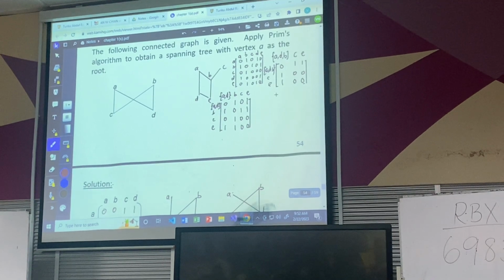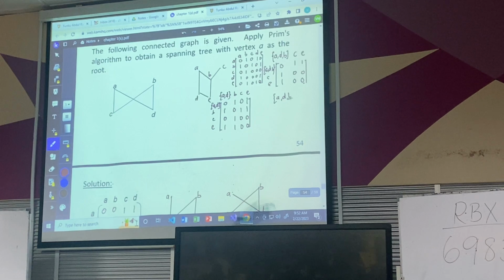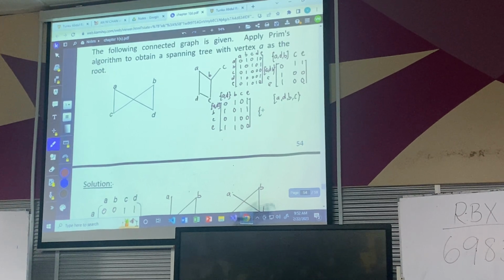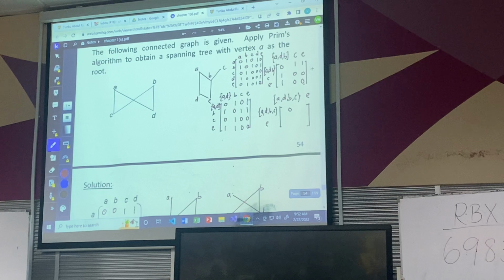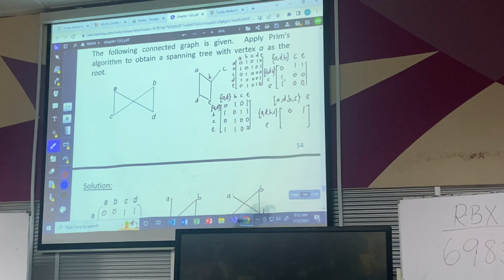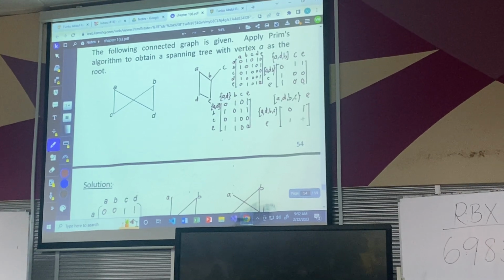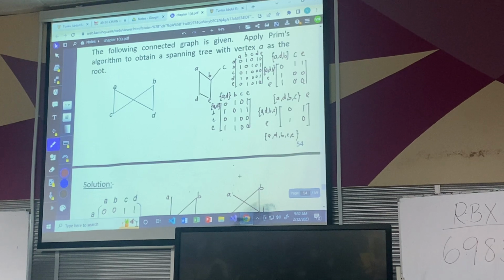So continue. You have A, D, B, C. So here left E. E to ADBC, 1 or 0 is 1. E to ADBC, 1. E to E, 0. So we have the last one, which is ADBCE. This is the last project.